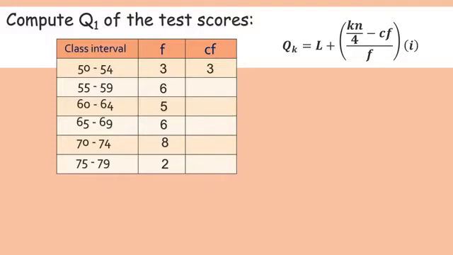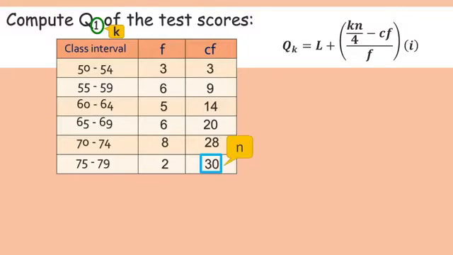9, okay, sir. 3 plus 6 is 9. Next is? 14. 9 plus 5 is 14. That's correct. Next? 20. Okay, 14 plus 6 is 20. Next is? 28. And lastly, 28 plus 2. That's 30. So take note, the value of K is 1 and the value of N is 30.